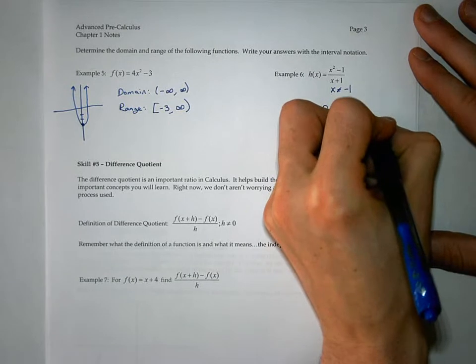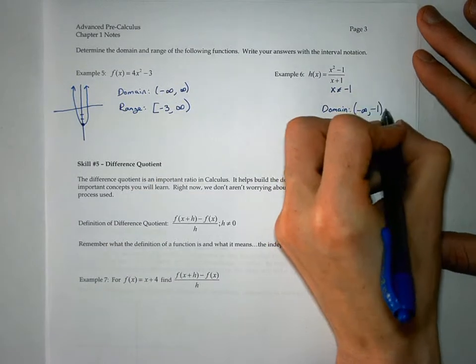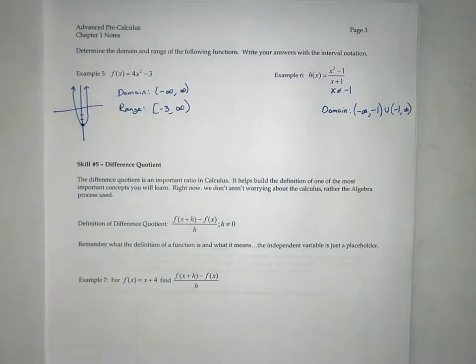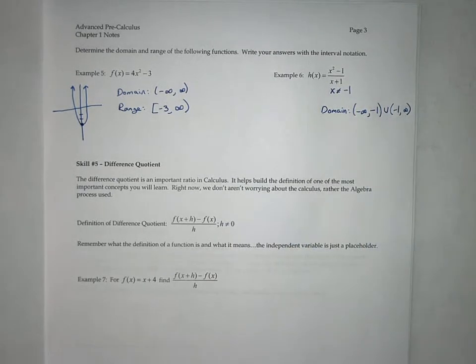The domain is going to go from -infinity to -1, and then we're going to union that with -1 to infinity. That union is just a way that we can join two domain pieces together and exclude a value. So this is saying we're just excluding -1 because we've got the parentheses on both of those.